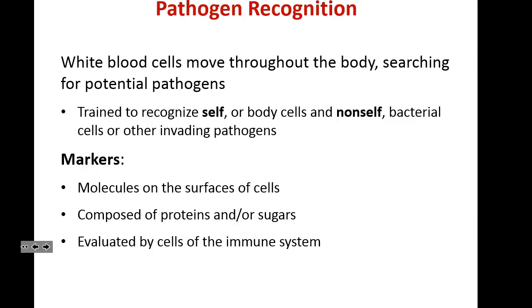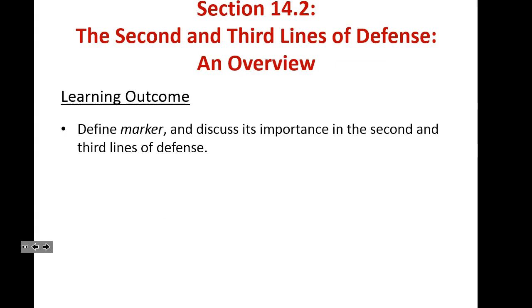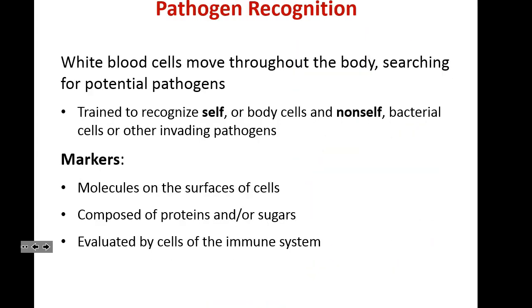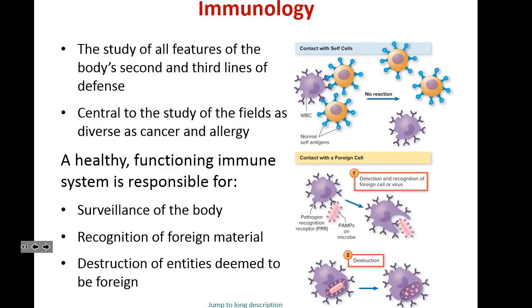What are 3 responsibilities of a healthy immune system? What's the immune system responsible for doing? Okay, yes. And how does it do that? By surveillance of the body, recognition of foreign material, and killing them. Destruction of entities deemed to be foreign.